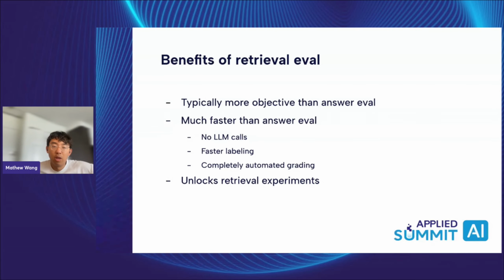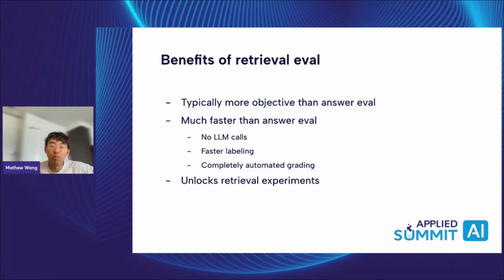So when you have to go and find the answer in a knowledge base or like context in the knowledge base, that's typically easier than having to make up what the correct answer or like criteria for what the correct answer could look like. This also ties into the second point, which is it's much faster than answer evaluation. So you don't have to make any LLM calls because retrieval eval is not LLM based. It's faster to label data. It sort of ties to what I said before. You don't have to craft the answer or criteria. You just have to copy and paste the relevant part of the knowledge base that's needed.